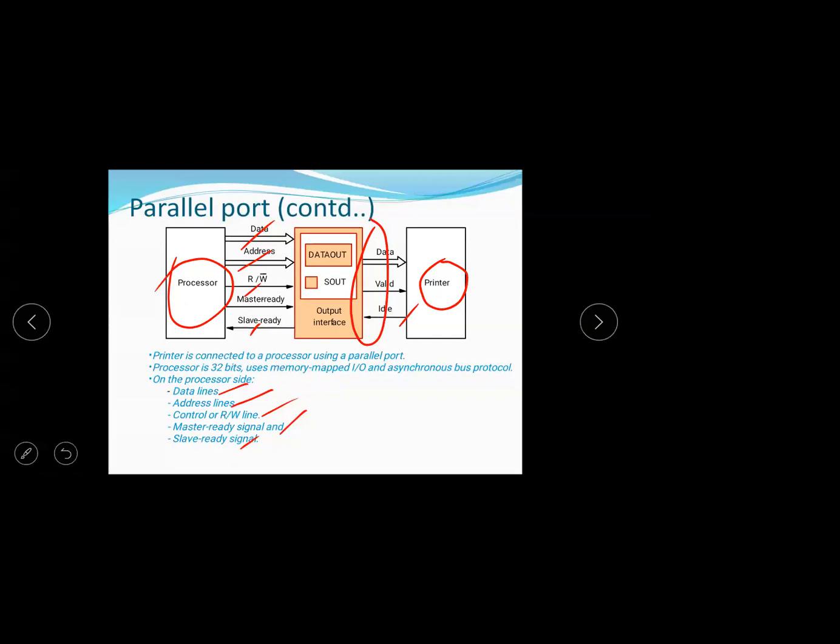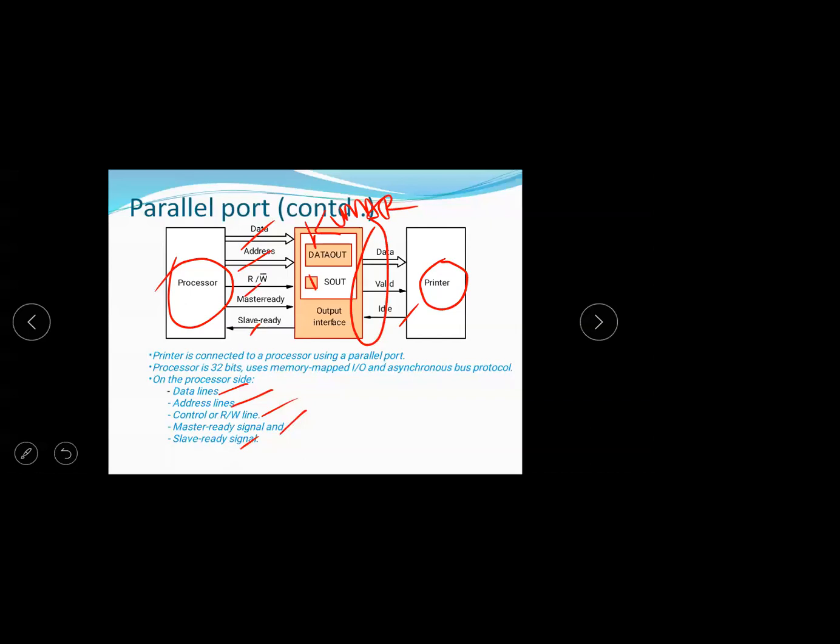Okay, and the data is first transferred to the data out register. First the data is transferred to the data out register, and initially the S out flag is 1. S out flag 1 means the printer is ready to print the data.